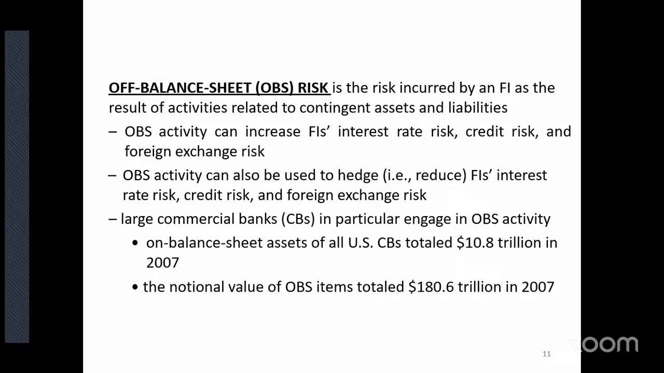Large commercial banks, in particular, engage in off-balance sheet activities. On-balance sheet assets of all U.S. commercial banks totaled 10.8 trillion in 2007. The notional value of off-balance sheet items totaled 108.6 trillion in 2007. So these examples signify off-balance sheet cases. It may not be disclosed in the balance sheet, but it may happen behind the scenes. Only financial activities are disclosed, but the non-financial activities may cause a huge loss, sometimes huge profit, that is not disclosed in the balance sheet.